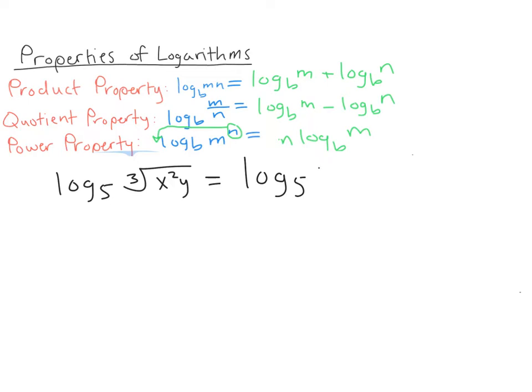So what we have here is the x squared times y. Now this whole quantity is raised to the 1/3, okay? Now remember, what can we do first? Well, we have to do the power property first, okay? So in terms of operations, the power property is always addressed first, and so we're going to bring that 1/3 to the very front.